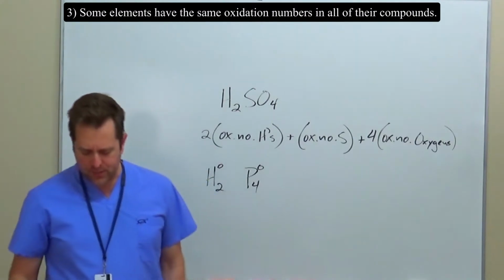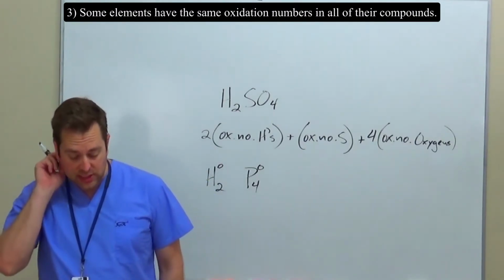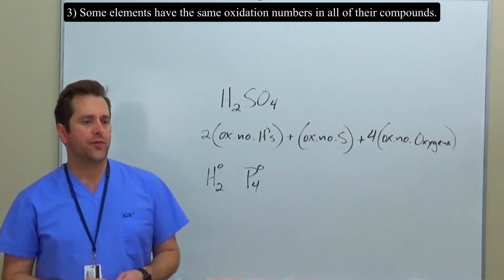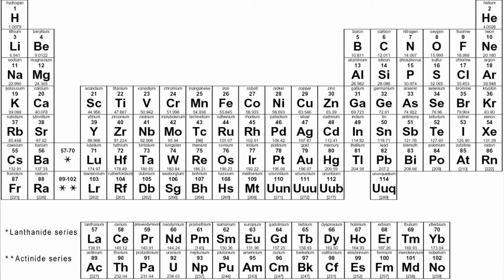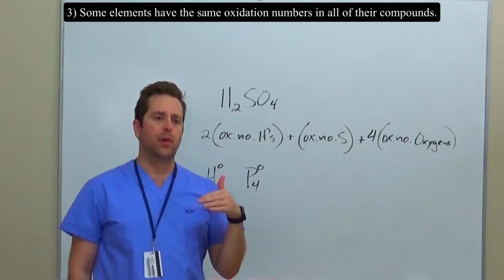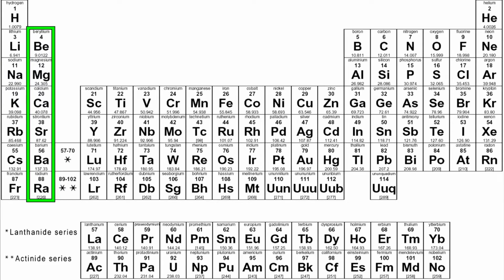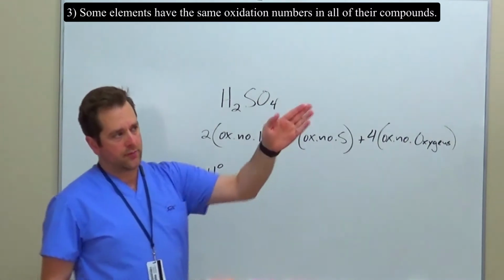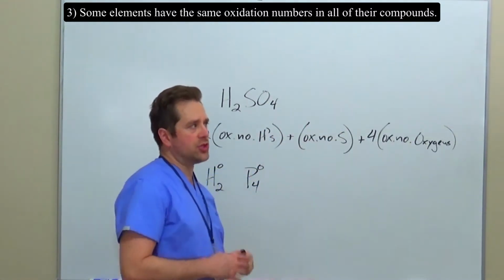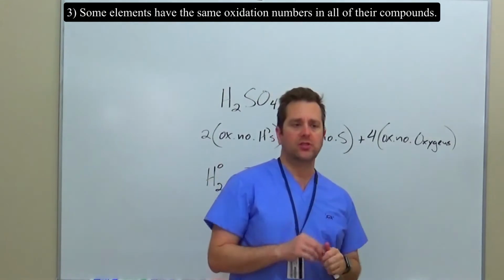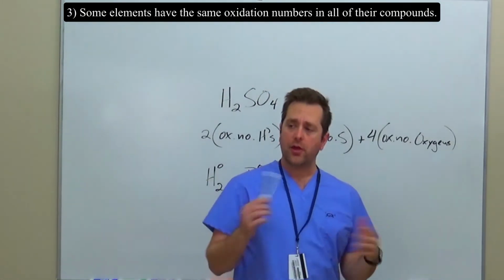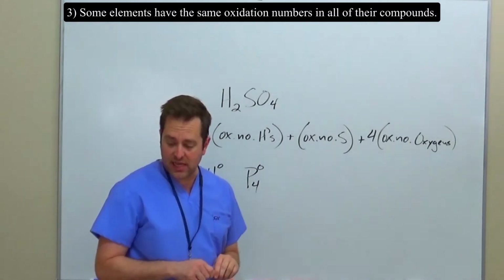All right, number 3. Some elements have the same oxidation numbers in all of their compounds. So if you look at the periodic table, all of your group 1 elements, your lithium, sodium, potassium, rubidium, cesium, and francium, are all going to have an oxidation number of +1. The same thing goes for your alkaline earth metals, your group 2 elements. You can see all of those are going to have a +2 charge. Now, if we shift our focus over to the halogens, only fluorine has one principal oxidation number, and that would be -1. The others are found in various oxidation states.